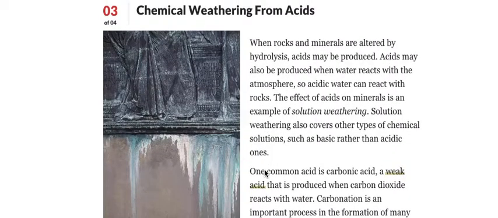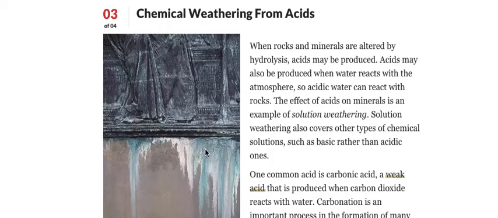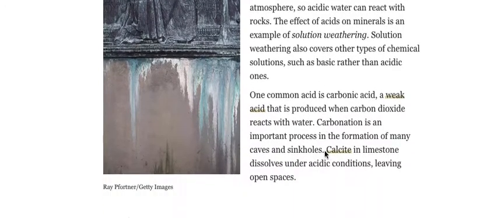Chemical weathering from acids. So this is a picture of a statue, and you can see that some of those minerals are dissolving and dripping down the wall. When rocks and minerals are altered by hydrolysis, remember that's water, acids may be produced. Acids may also be produced when water reacts with the atmosphere, so acidic water can react with rocks. The effect of acids on minerals is an example of solution weathering. Solution weathering also covers other types of chemical solutions, such as basic rather than acidic ones.